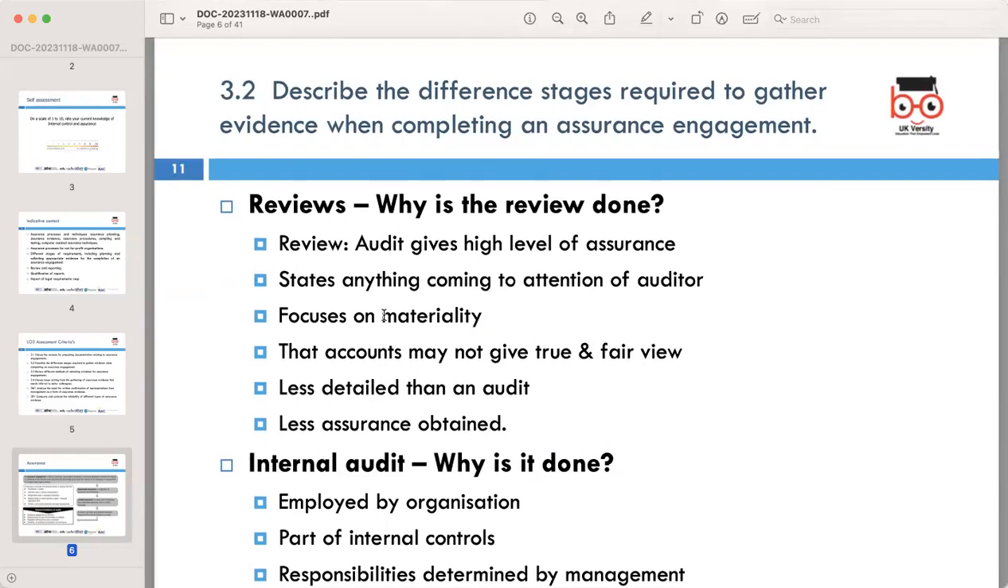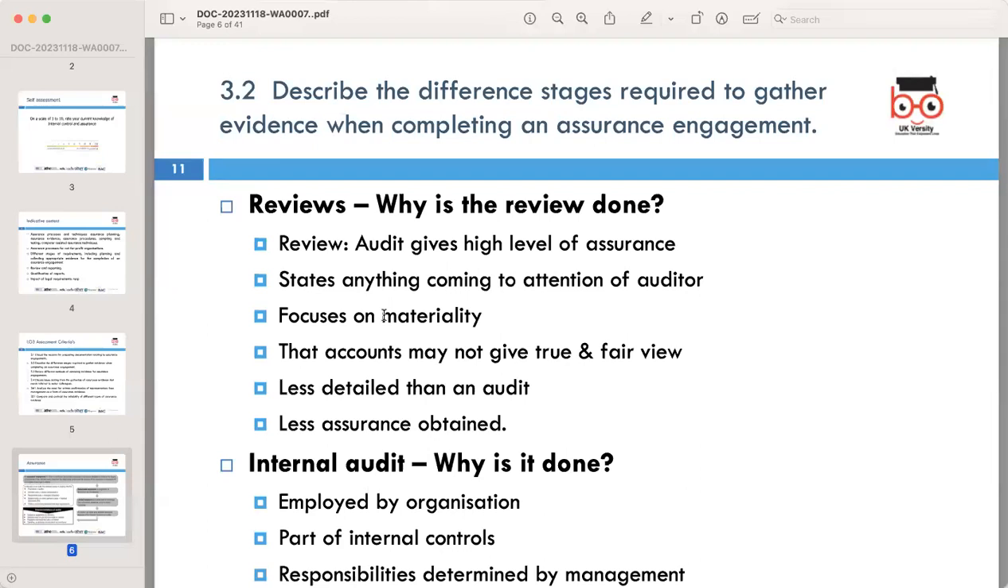Now describe the different stages required to gather evidence when completing an insurance engagement review, why the reviews are done, and internal audit, why it is done. So audit reviews, why do we do them? When we talk about auditing reviews, we are aiming for a high level of assurance. This means we want to be very sure that the financial information is correct.